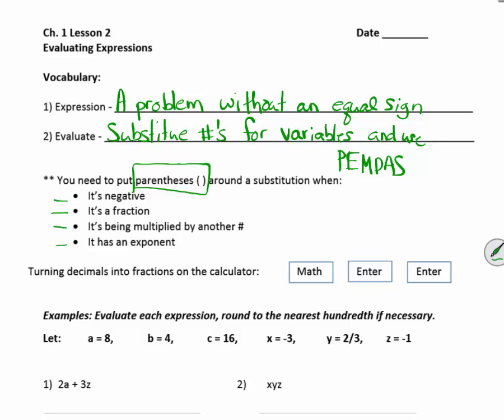Unlike our old calculators, our new calculators don't have a fraction button, but they do let you turn decimals into fractions and fractions into decimals. To turn a decimal into a fraction on the calculator, these are the buttons you're going to hit: Math, Enter, Enter. And we will practice that together in class to make sure that you understand it. Sometimes you'll hear me refer to it as math frac, because Math is the button on the calculator, Frac tells you that you're turning it into a fraction, and then you have to hit Enter again. But let's see how we're going to do this.